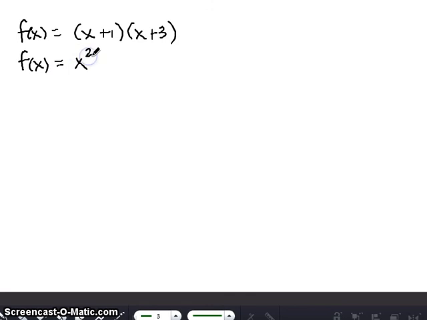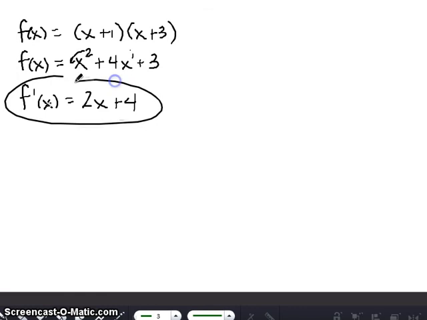So we'd get x squared plus 4x plus 3, and now it's a polynomial, and we can take the derivative. So f prime of x would be 2x plus 4. So drop your 2 down front, drop your 1 down front, multiply, decrease your powers by 1, and we get 2x plus 4.